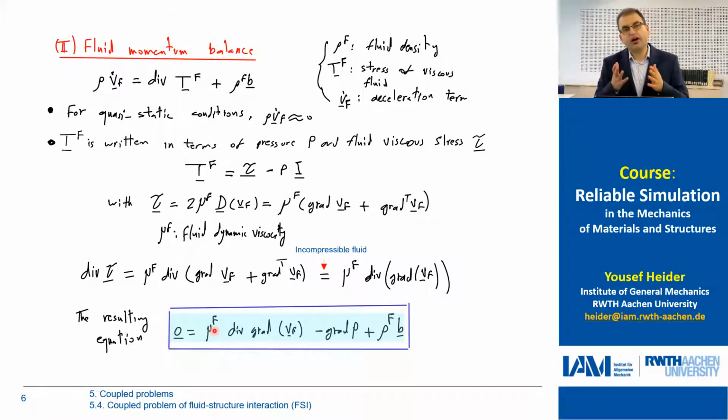Now for the fluid, we have the volume or mass balance on the one hand, and then we have the momentum balance on the other hand. It means that we have two equations. We have more than one variable, so we have to deal with a coupled problem.